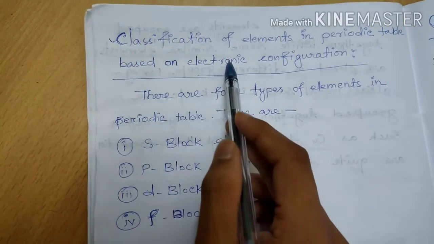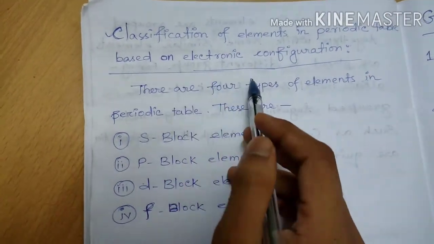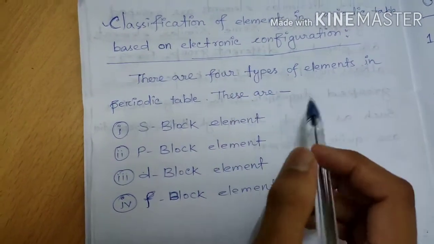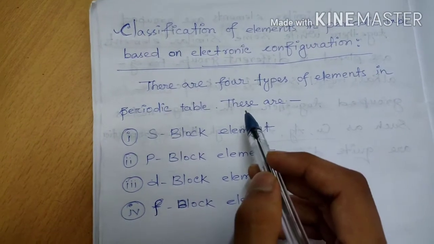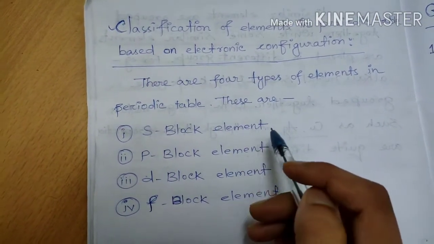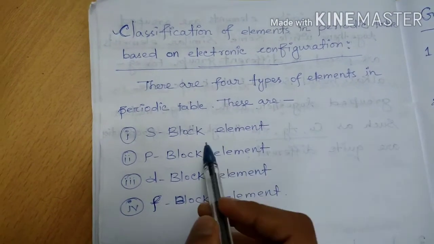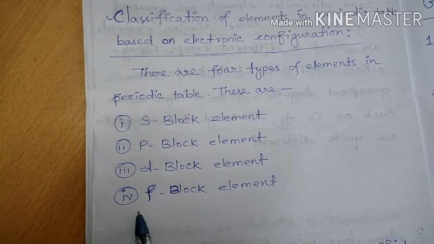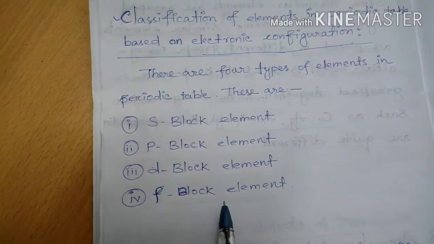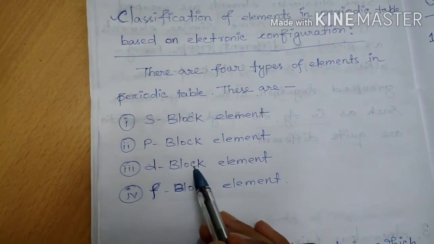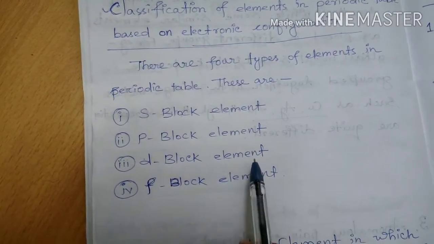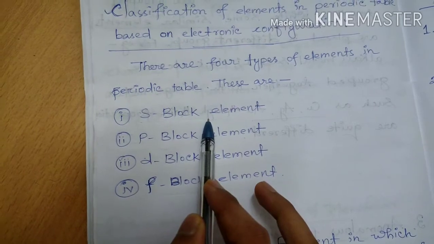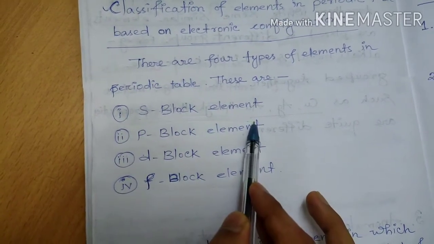So you see, classification of elements in the periodic table based on electronic configuration. As I have already told you, the elements present in the modern periodic table have been divided into 4 blocks. Number 1 is S block element, number 2 is P block element, number 3 is D block element, and the 4th one is F block element. So now we shall discuss the details of each block element one by one. First, we shall discuss the S block element in detail.